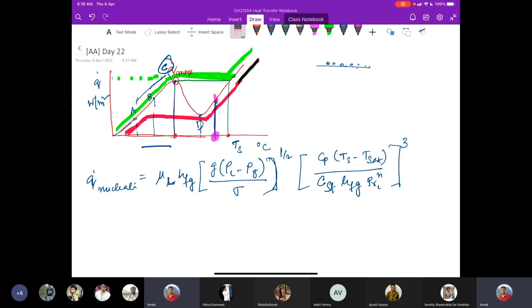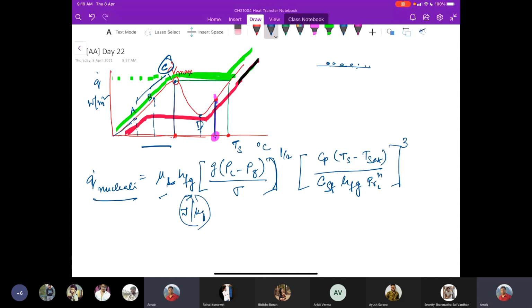So this is a correlation proposed by some researcher to find out the heat transfer rate during nucleate boiling, where Q dot nucleate on the left hand side is called the nucleate boiling heat flux. Quite obvious. Mu L is the viscosity of the liquid. This parameter you have already seen, it is called the enthalpy of vaporization, which has a unit of joule per kg.